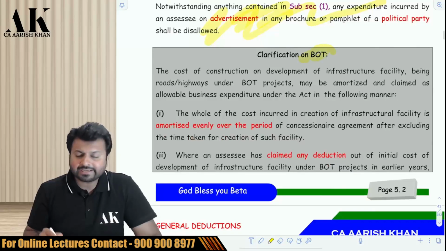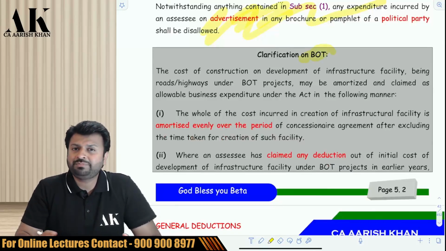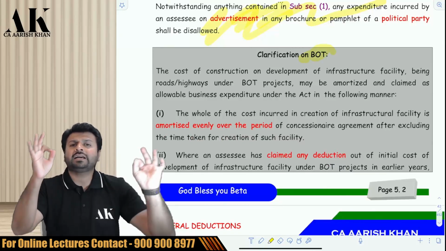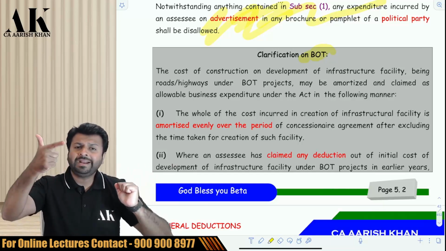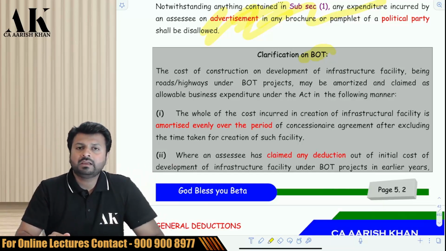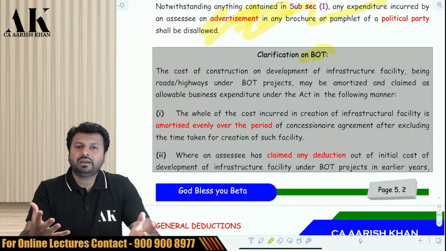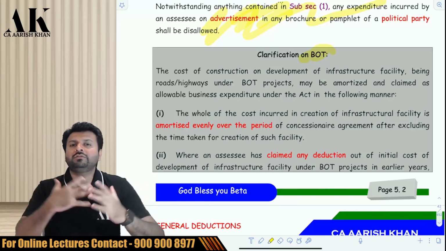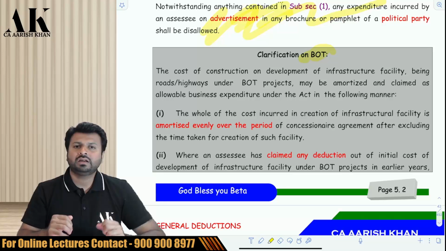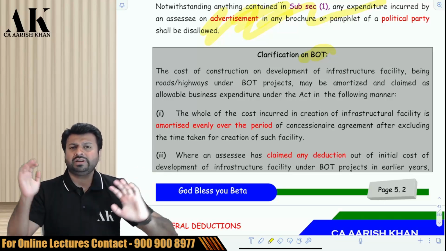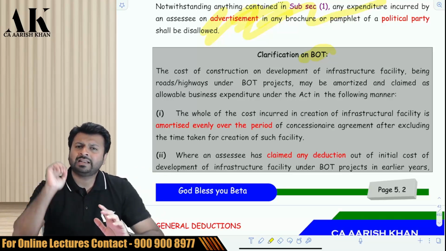Okay. Next is a clarification of BOT project. What is BOT project? It's a build, operate and transfer project. Now what is this? Here what happens? The government has land and you are a constructor, and government will give you land. You'll make bridges, you'll make roads, and will collect toll for 15 years, 20 years. And after the project is completed, you will transfer back the land to the government.